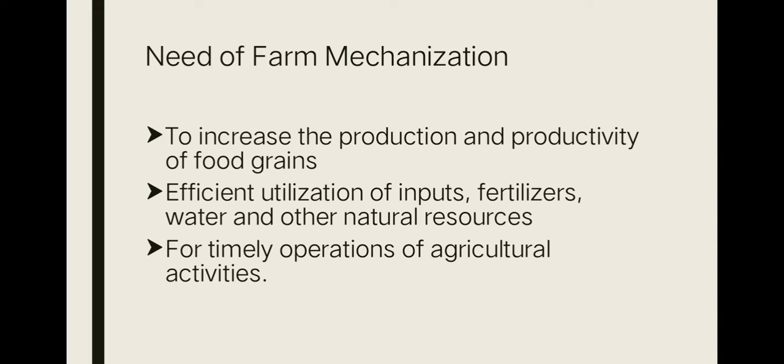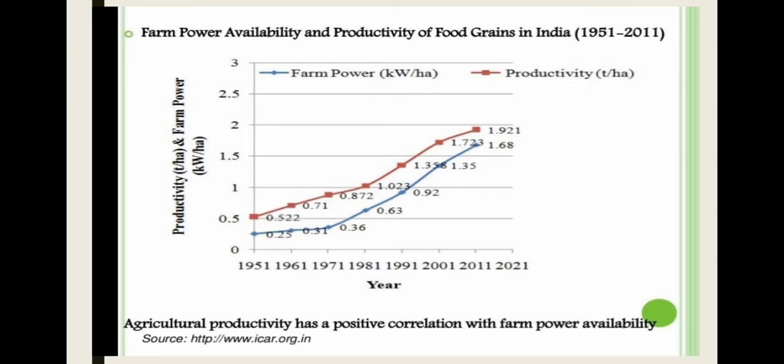Efficient utilization of inputs, fertilizer, water and other natural resources. Yes, this is true, because when we put fertilizer manually, there is no optimum level in sowing or providing nutrients to plants. But with the help of machines we can easily recognize the optimum needs of the plants and how much we have to put inside the soil. Timely operation of agriculture activities like intercultivation: some practices are done with the help of machines only, not by animal power.